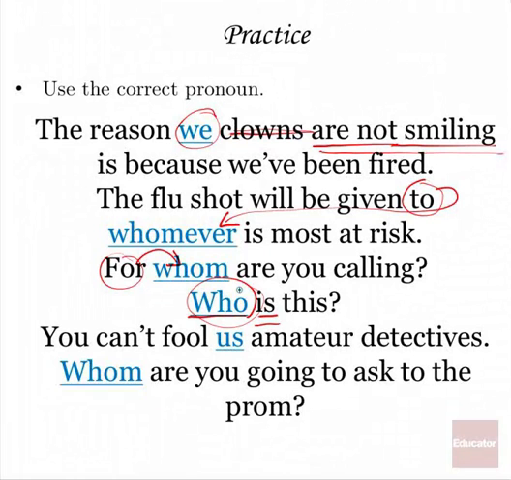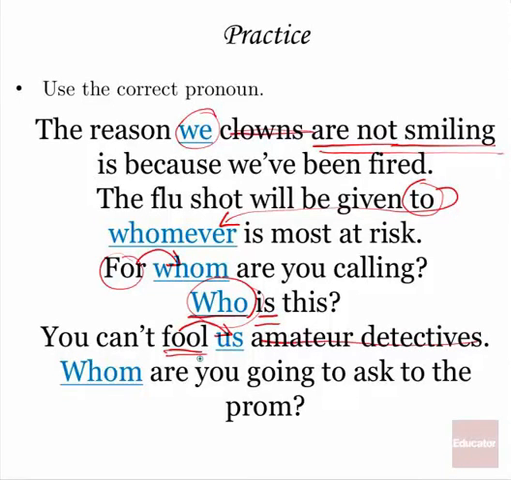You can't fool us amateur detectives. Well, this is that we-us thing again. If you get rid of amateur detectives, you can't fool us. And it is the direct object of the verb fool. So you need the objective case. You can't fool us. Amateur detectives is just window dressing.